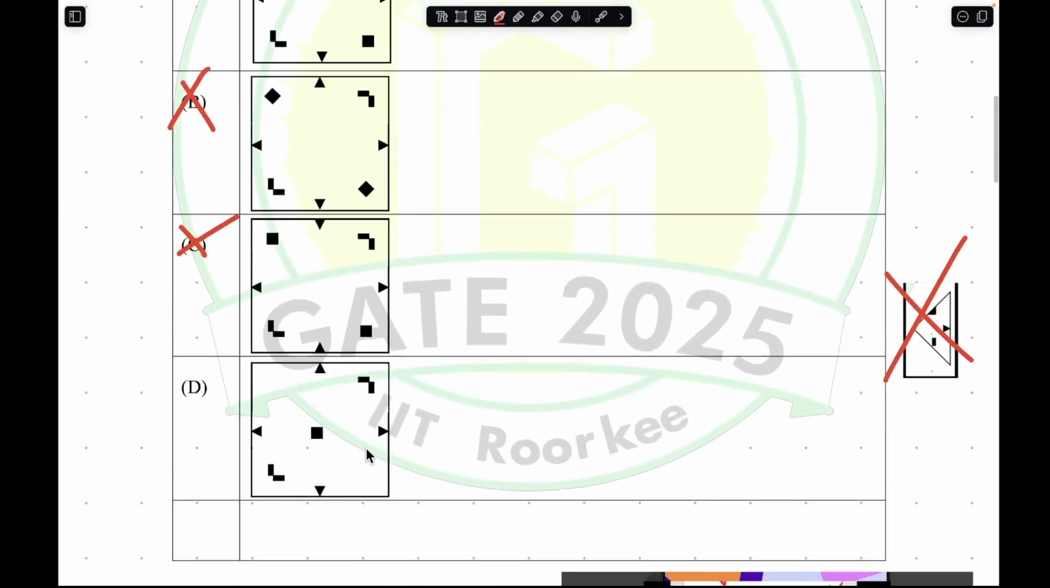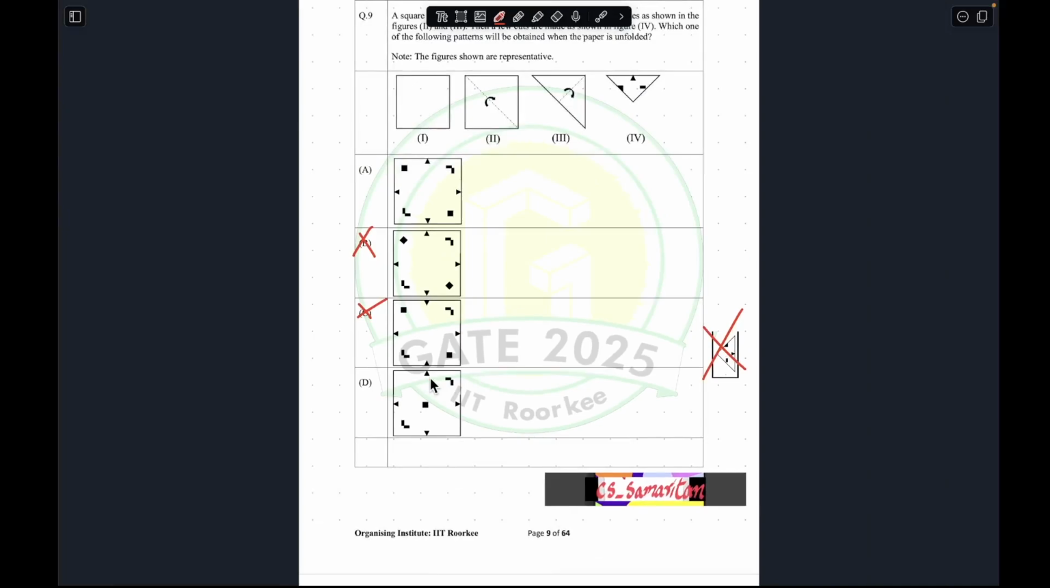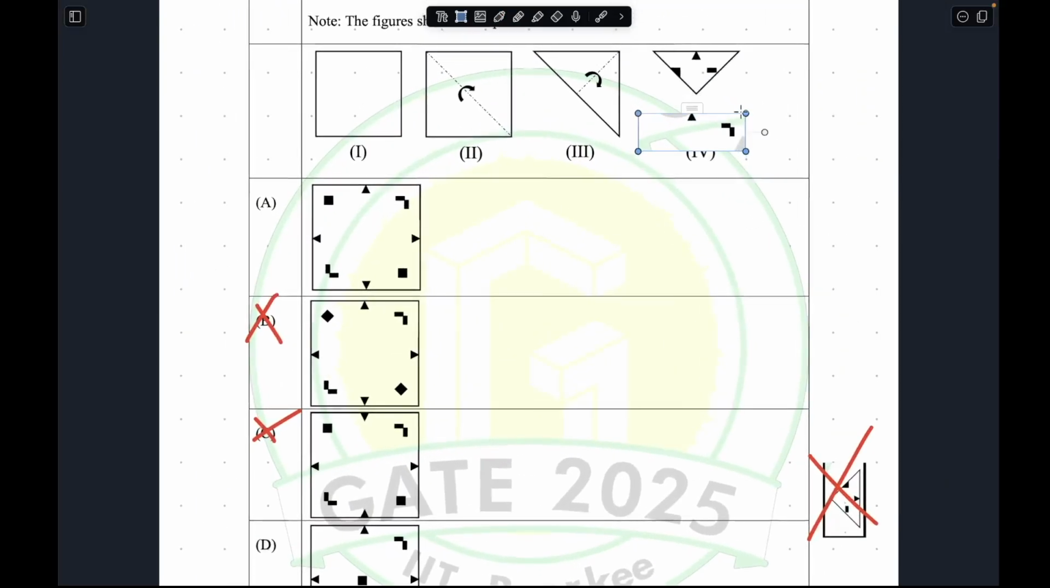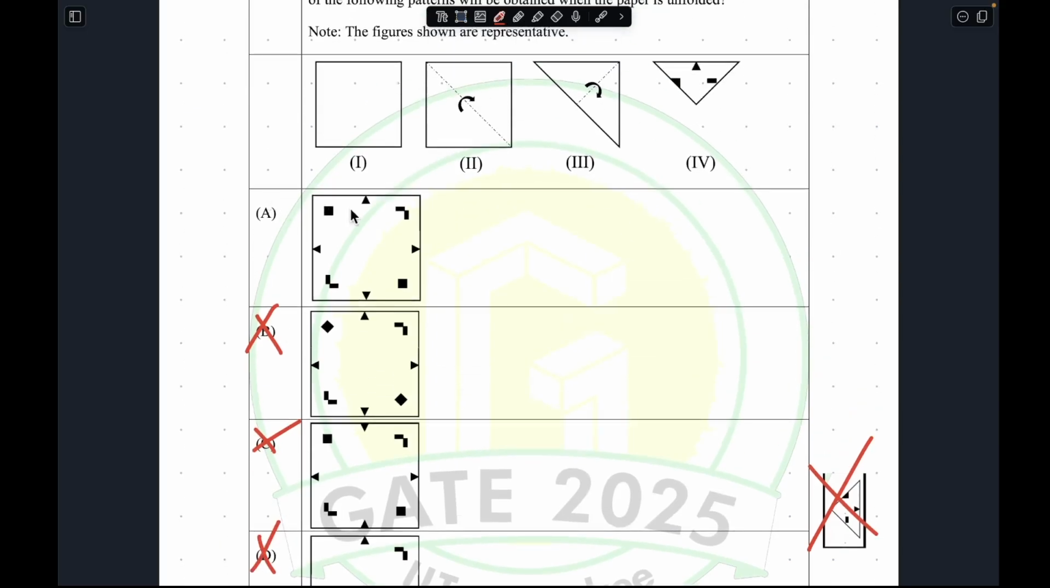With D, what is going to be the case with D? Let's see. This portion is completely missing, so D can also not be the answer, right? But by process of elimination, we can be 100% sure that A is the answer.